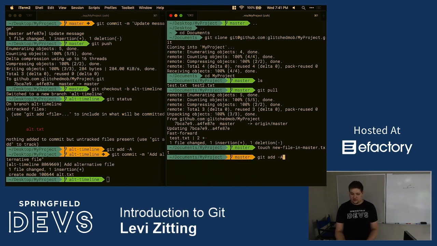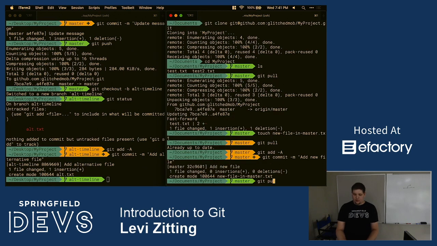So my coworkers are going to make a change to the project. It's a good idea as you're making commits to make sure that you have the latest from the remote repository, so you avoid that first problem that I mentioned. So I'm going to git add, git commit, add new file.